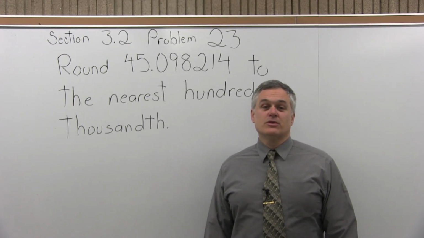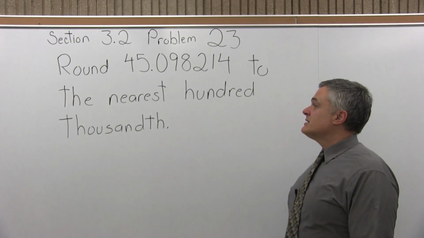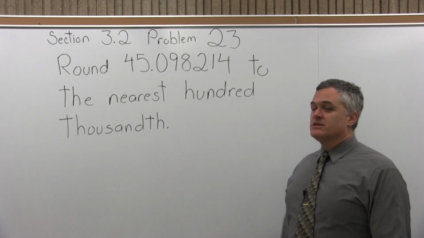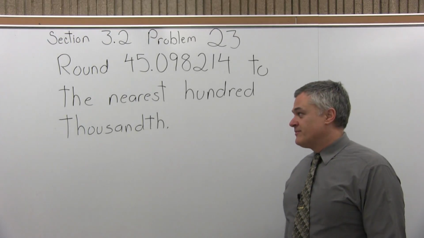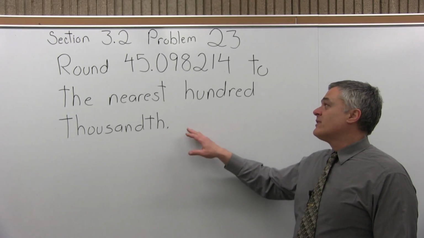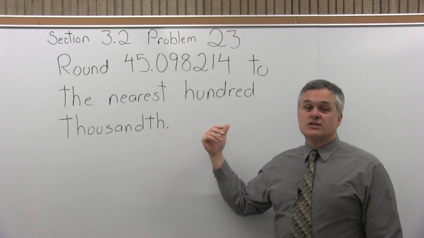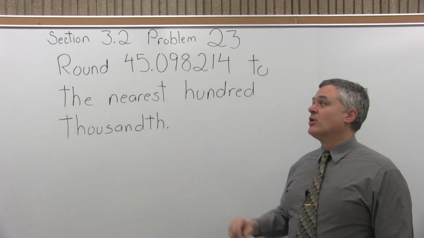This is Section 3.2, Problem number 23. It says round 45.098214 to the nearest 100,000th. So what we have to do is identify which digit that 100,000th digit is, and then see if the next digit to the right is big enough to bump it up by 1 or not.